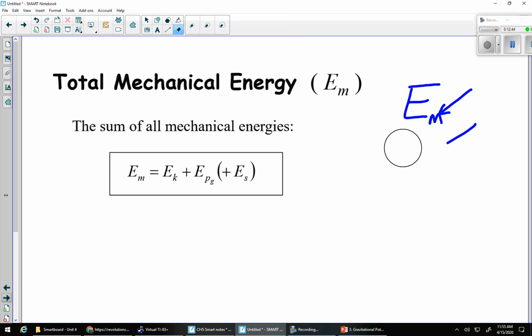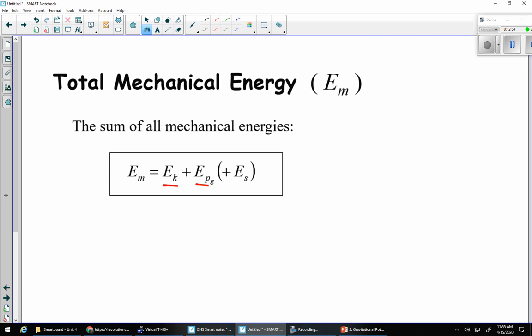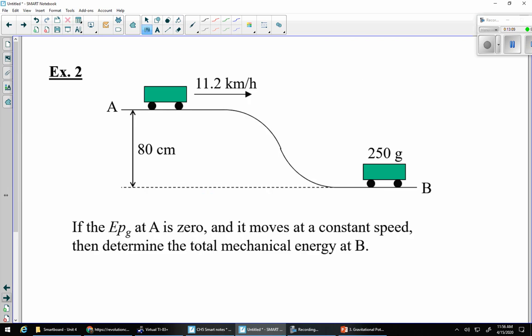Okay. So mechanical energy, just an umbrella term, realistically, for all these different types of mechanical energy. So kinetic, gravitational, and spring. Spring is in brackets. We haven't really dealt with it here. So realistically, EK plus EPG for now. So that's really all there is to it. Just all of those different types of mechanical energy added up.